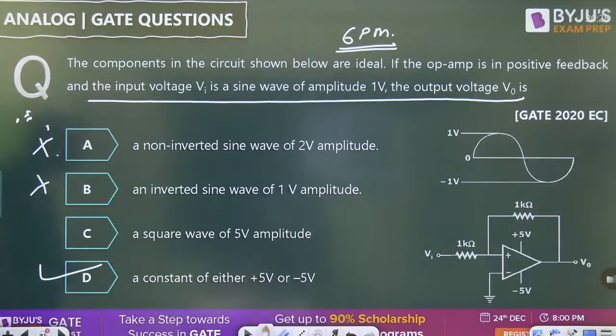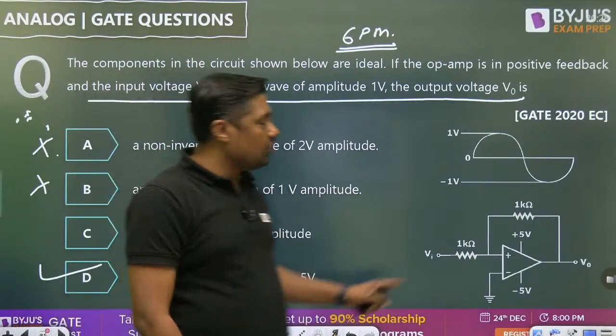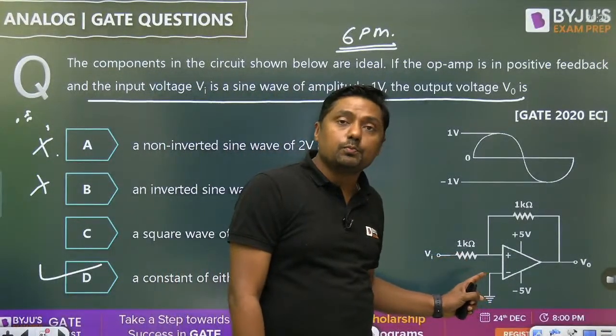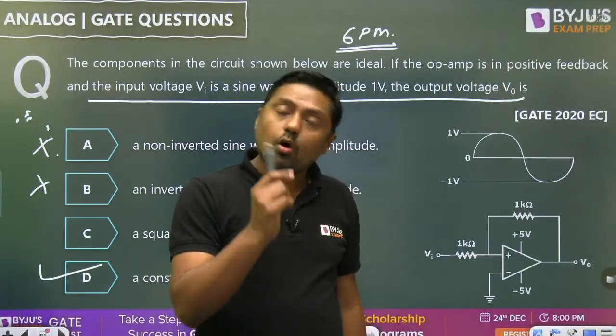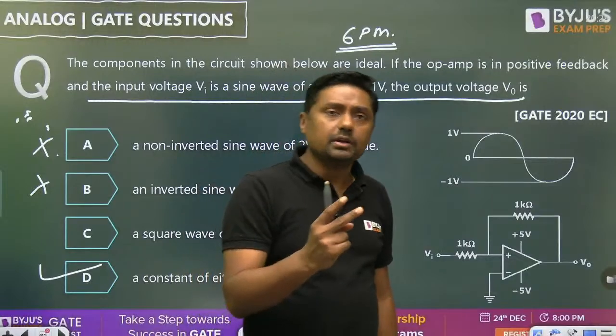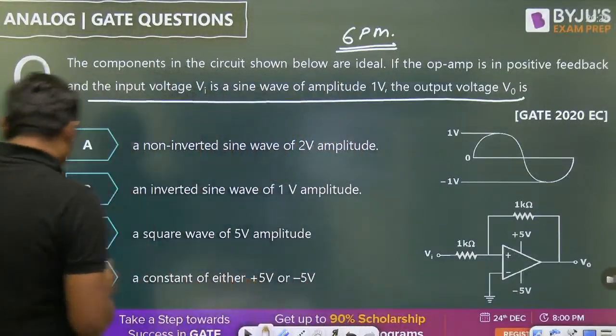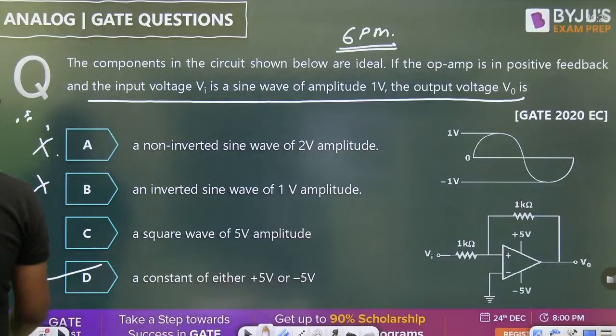Okay, this is about the Schmitt trigger. Again, there are two types of Schmitt trigger. In one case, the input is connected to the non-inverting terminal. In the other case, it is connected to the inverting terminal. Only two diagrams are important on the Schmitt trigger. Okay then. So this is all about the circuit.